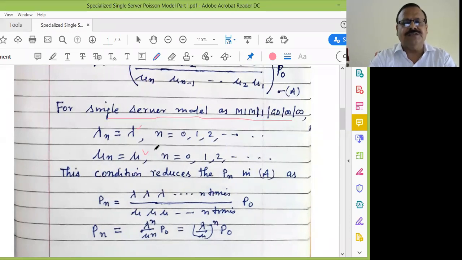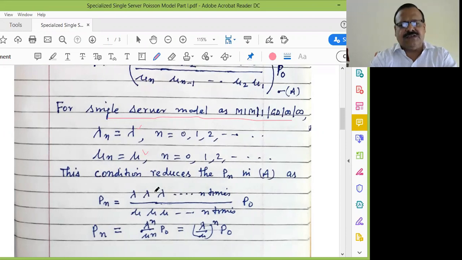So when n is equal to 0, this is lambda. When n is equal to 1, this is lambda. When n is equal to 2, and so forth, it is only lambda. Similarly, it is mu. So lambda n has become lambda and mu n has become mu, whether the system has 0 customers, 1 customer, and so forth. So this has been specialized.